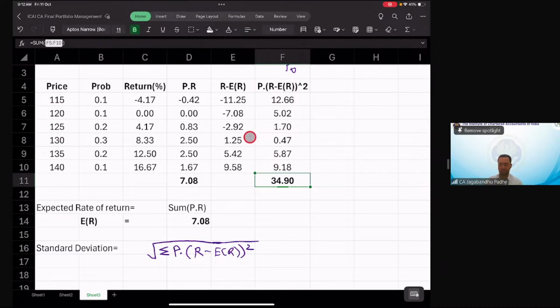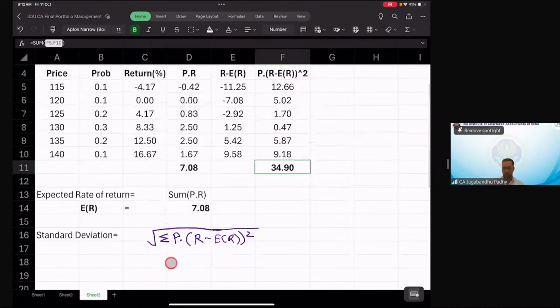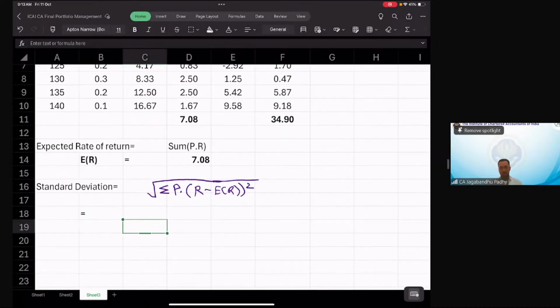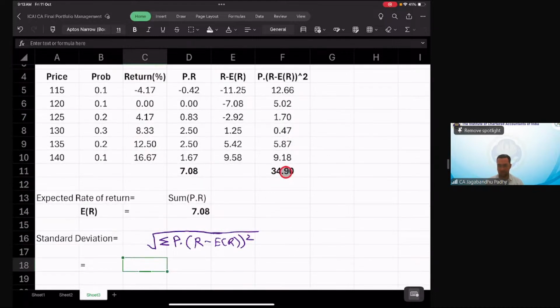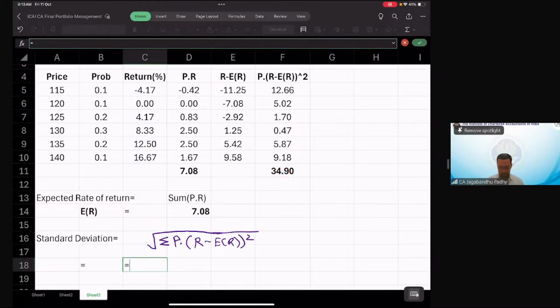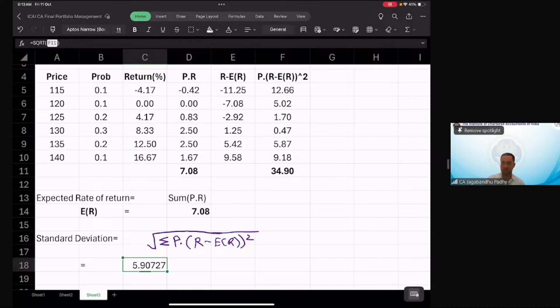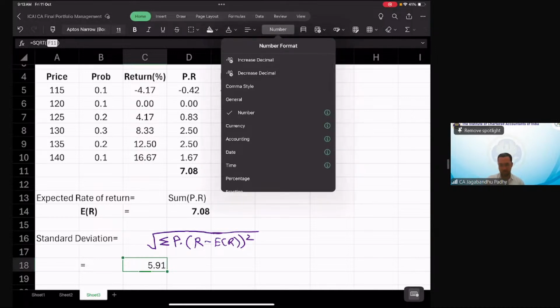Okay, this concept is already covered in our advanced capital budgeting class. I've already given you the logic of why we are doing this subtraction, why we are squaring it, and then of course the square root happening. So standard deviation, or the risk of a security, is measured simply as the square root of probability into return minus expected return squared. So I'll simply take the square root of 34.90, which gives a standard deviation of 5.91.